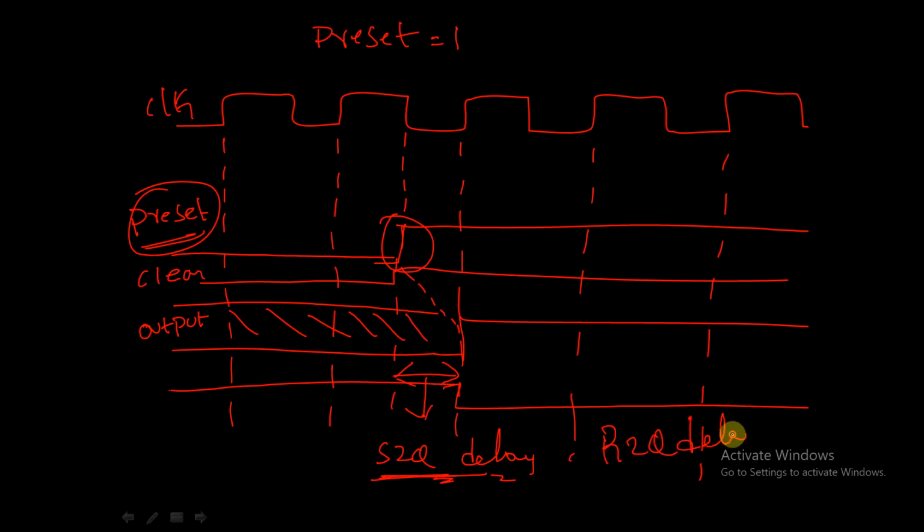That's it, simple definitions: S2Q delay and R2Q delay. S2Q delay is the time taken by the flip-flop to come to set state after application of the asynchronous preset input, whereas R2Q delay is the time taken by the flip-flop to come to reset state after the application of the asynchronous clear input. So these are the delays in sequential circuits.